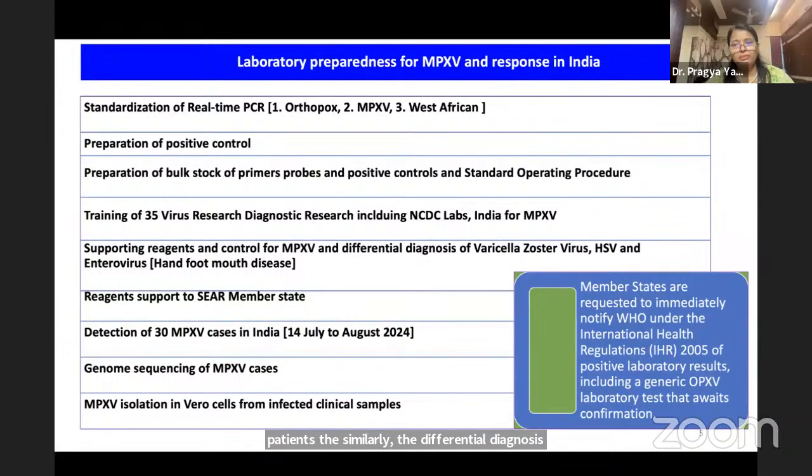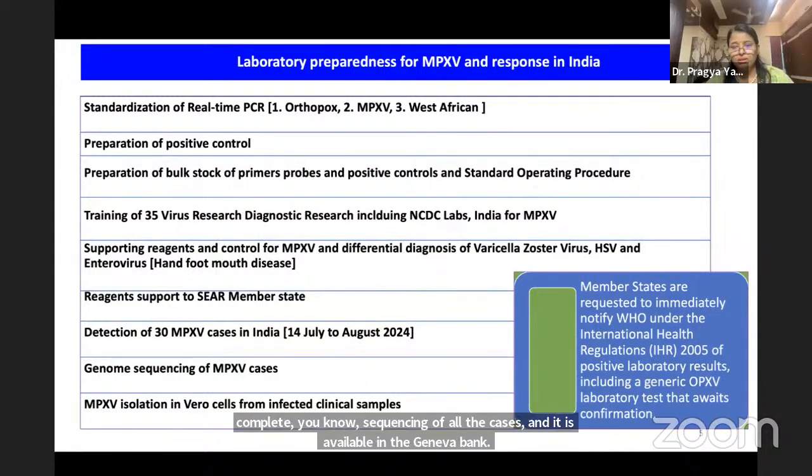And we prepared different panels, and we also shared these reagents with the VRDL facility, so that if the sample comes negative, they can test for the different other pathogens which were defined by Dr. Manish. Then a request also came from SEAR, and being a WHO Collaborating Centre, we trained 7 SEAR member states and shared the reagents with them, and they also started testing. So far, India has reported 30 cases from 14 July to August 24, and we have done complete genome sequencing of all the cases, and it is available in GenBank.